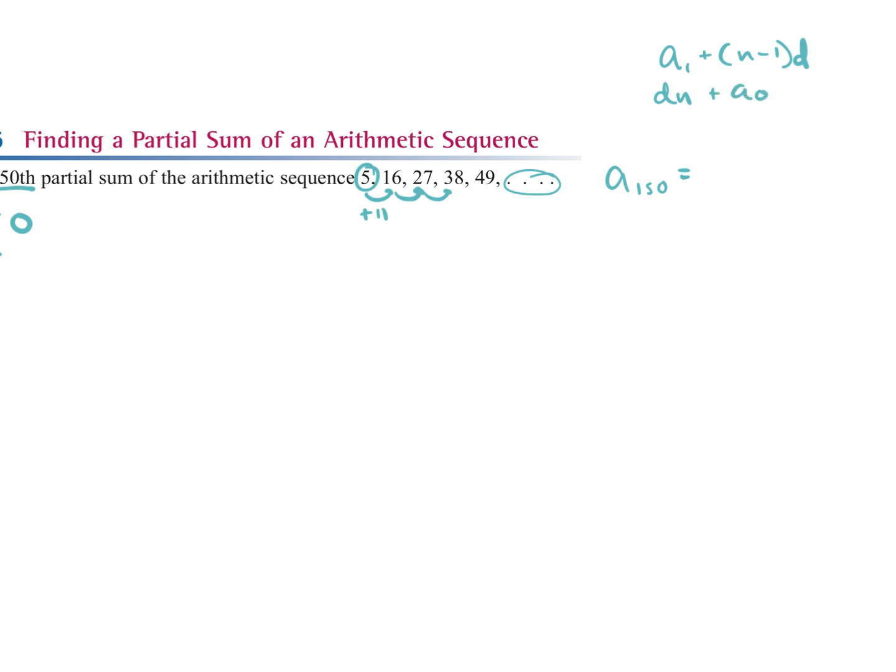What's d? What's our common difference? What are we adding to get from one number to the next? 11. So 11 would be d. I'm going to use this formula here. So 11 times n plus, if 5 is my first term, how would I find my 0 term? What would we do if we go backwards? Subtract 11. What's 5 minus 11? Negative 6. So this would be 11n minus 6.